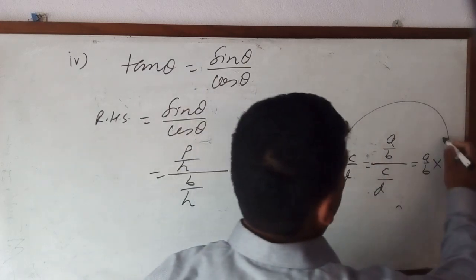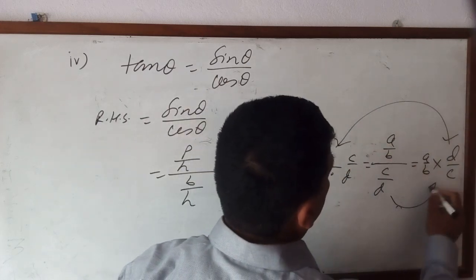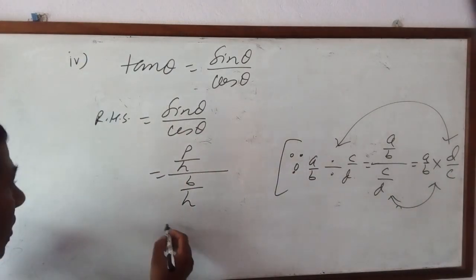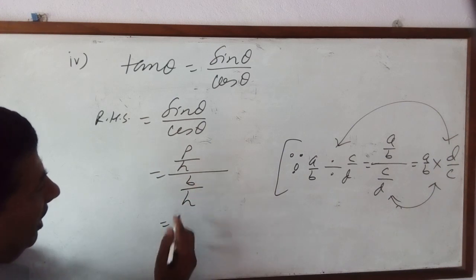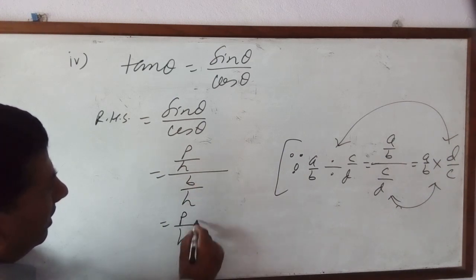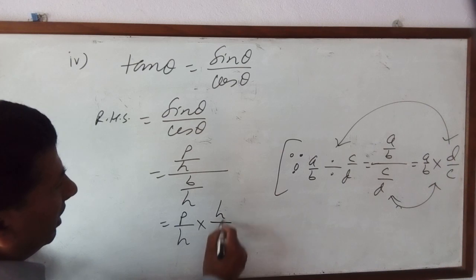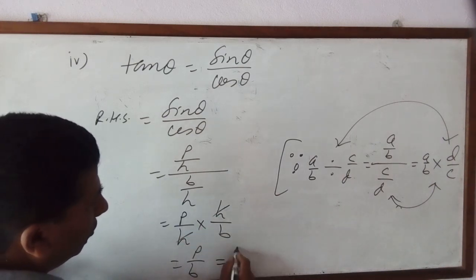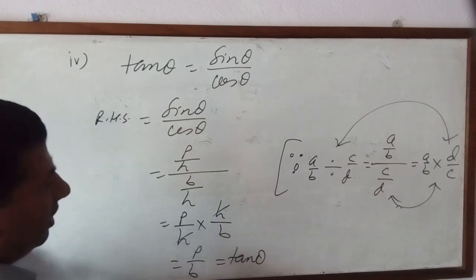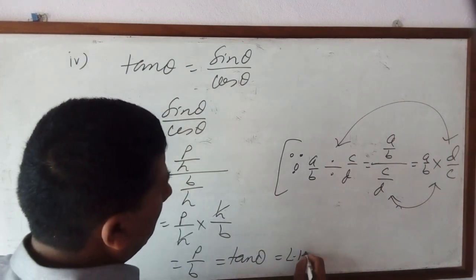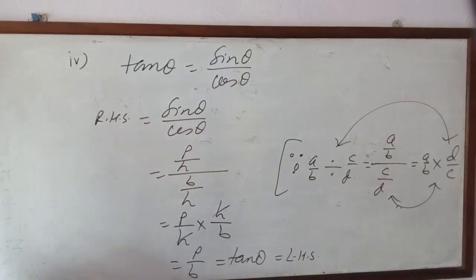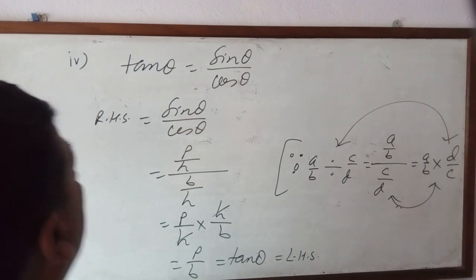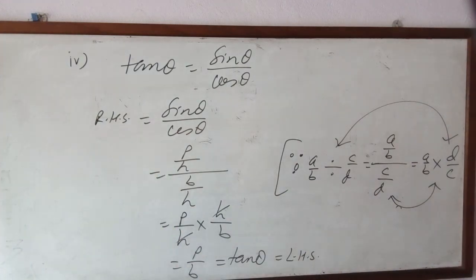Remember this. Same here: p by h times h by b. This h cancels. There is p by b, which equals tan theta, equals the left hand side. In this way you can solve from the right hand side also, and from the left hand side also.